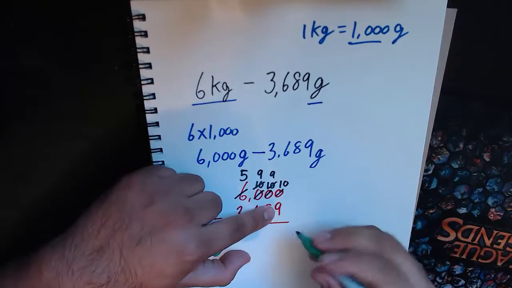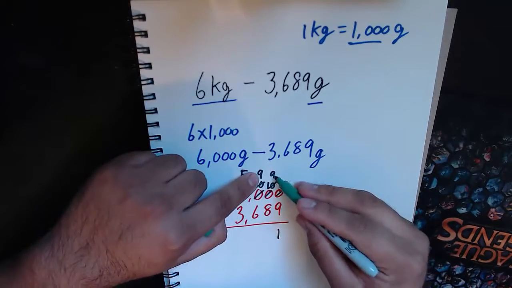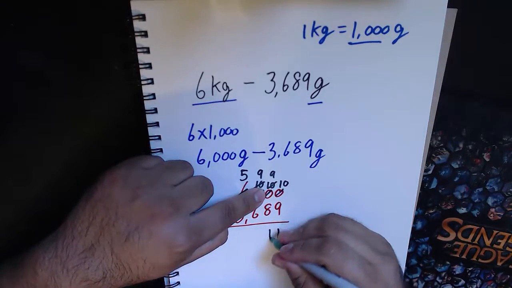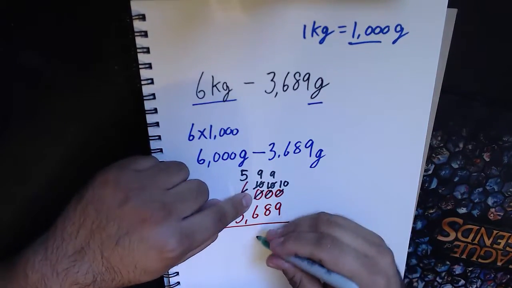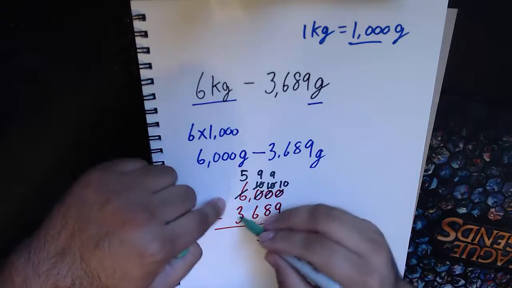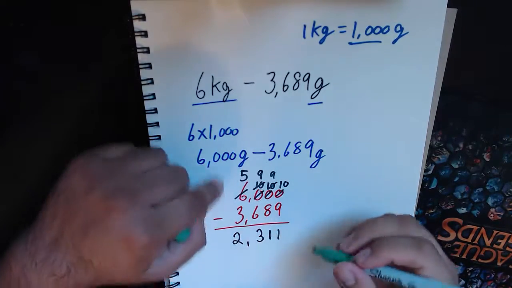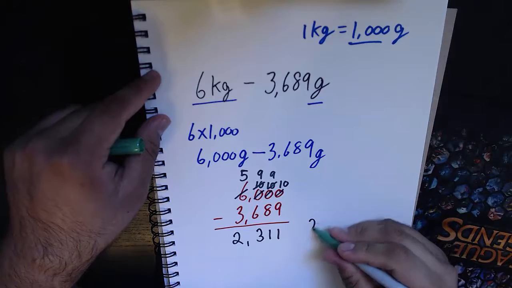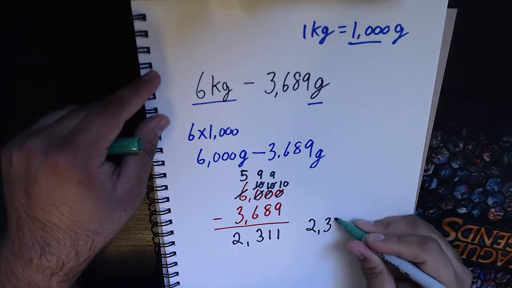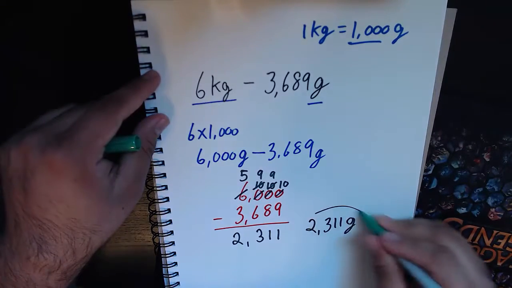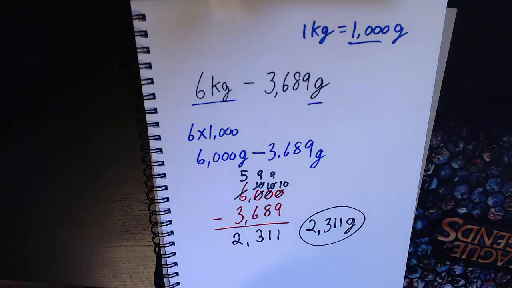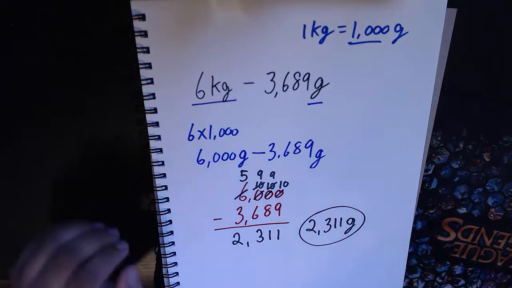10 take away 9 is going to give me 1. 9 take away 8 is going to give me 1. 9 take away 6 is going to give me 3. And 5 take away 3 is going to give me 2. So my final answer for this problem is 2,311 grams. And that's how you convert to smaller units to solve the problems.